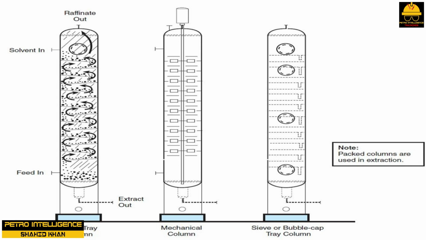In the case of the sieve tray, one stream is made to flow across the trays while the other flows through the sieve holes. Contact is achieved as the tiny droplets of the rising liquid pass through the flow of the falling liquid across the top of the tray. A bubble cap tray should perform similarly.